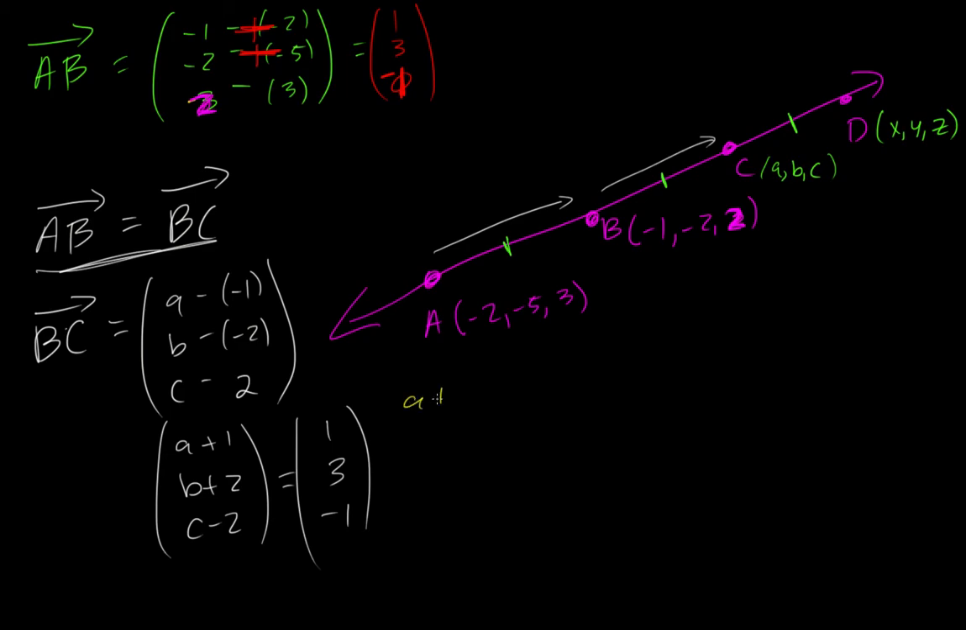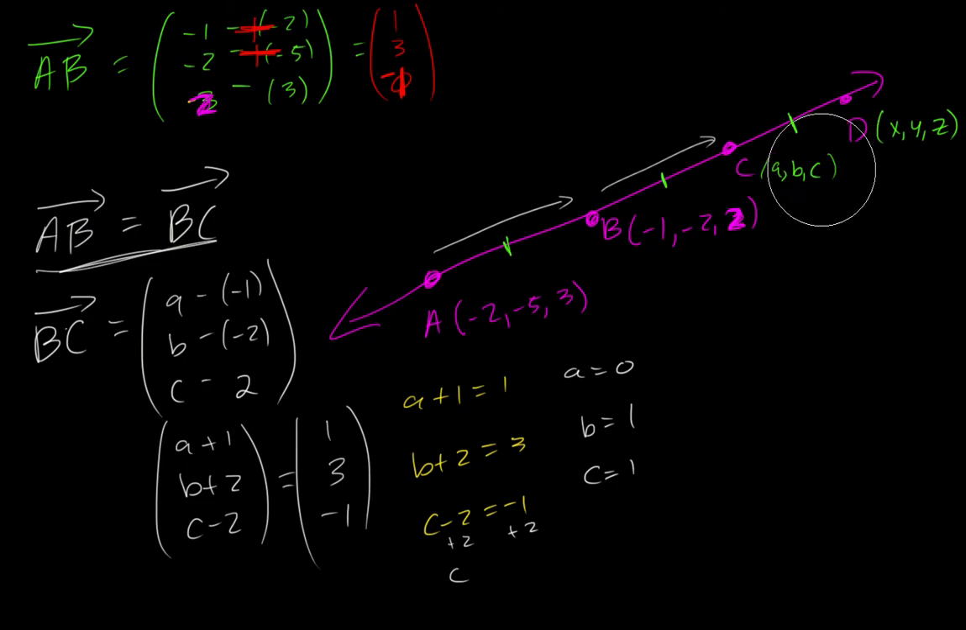And so we get A plus 1 equals 1, B plus 2 equals 3, C minus 2 equals negative 1. If I were to subtract 1 over here, A would equal 0. If I would subtract 2 over here, B would equal 1. If I were to add 2 over here, then C would equal 1 as well. And so these correspond to the coordinates right here. So that's going to be 0, 1, 1. Okay, we can go through this process again for CD, because this is also equal to AB.